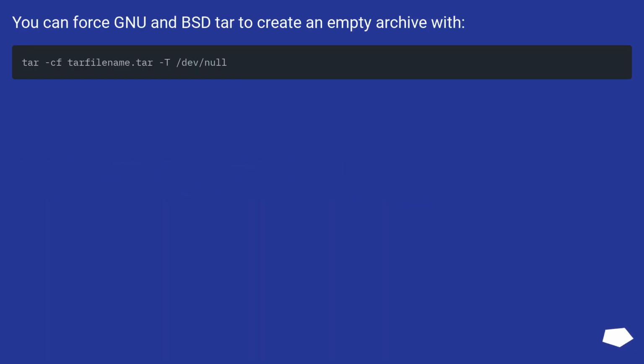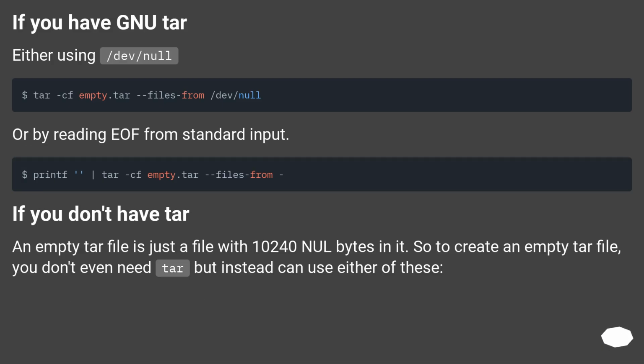You can force it in BSD tar to create an empty archive, if you have GNU tar, either using /dev/null or by reading EOF from standard input. If you don't have tar, an empty tar file is just a file with 10,240 null bytes in it. So to create an empty tar file, you don't even need tar but instead can use either of these.